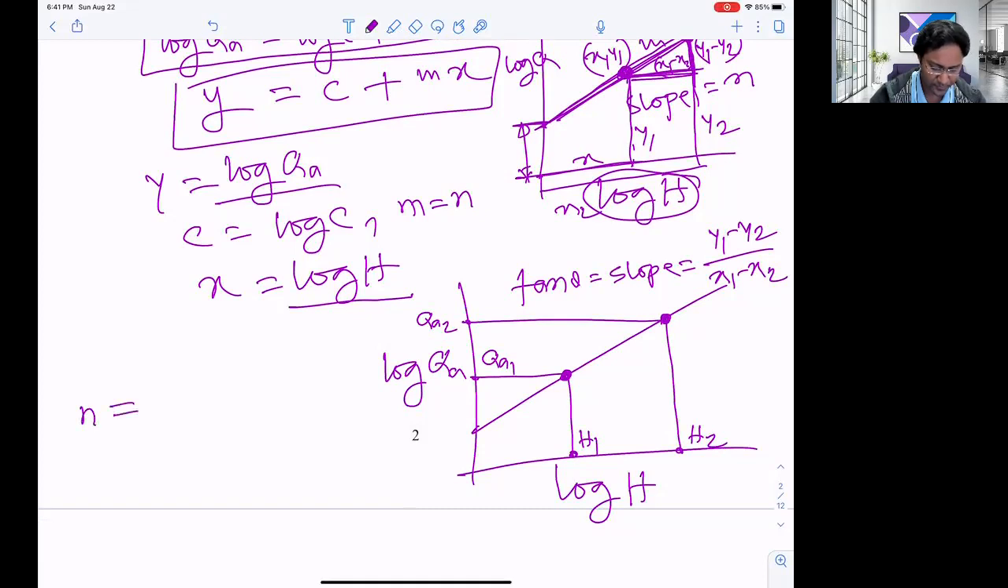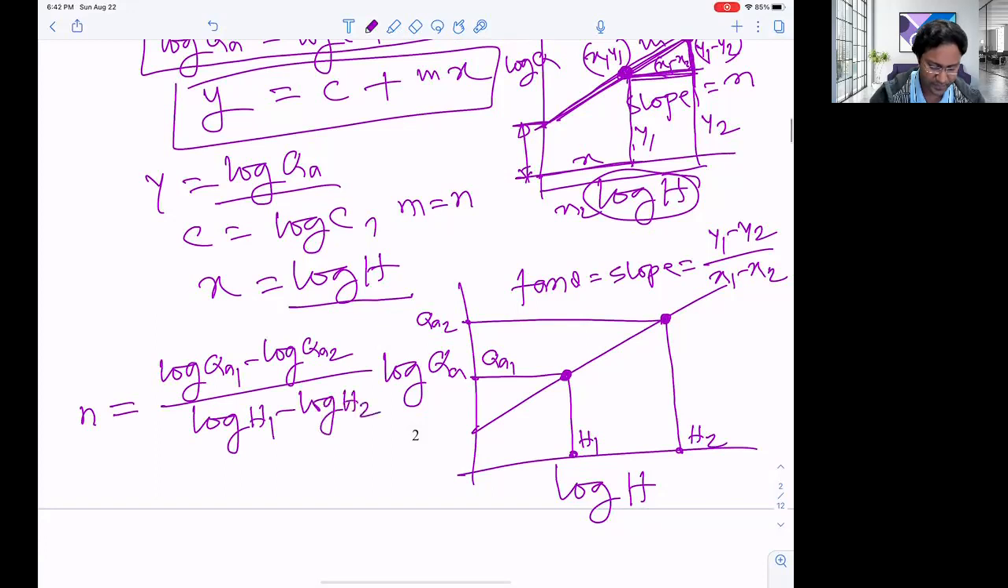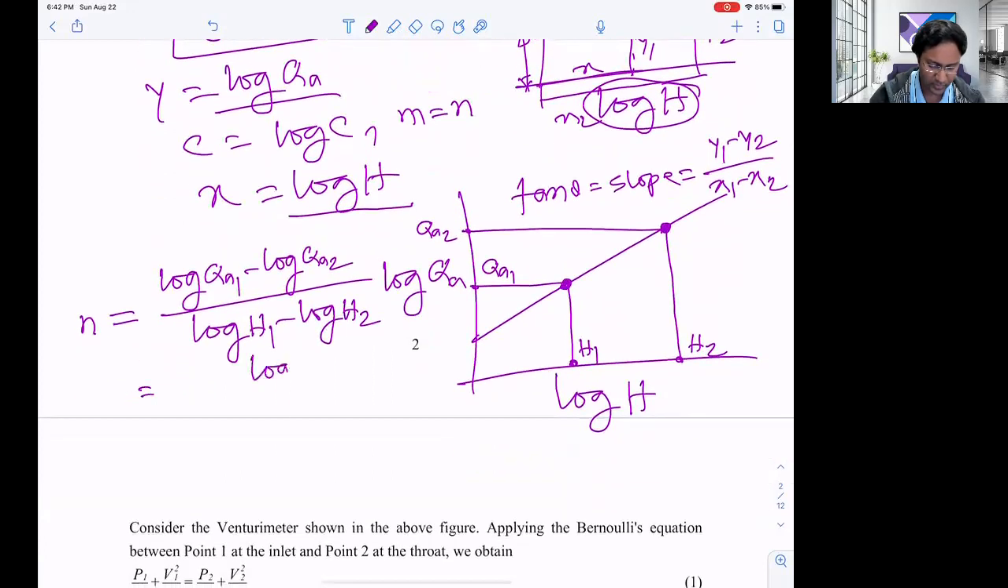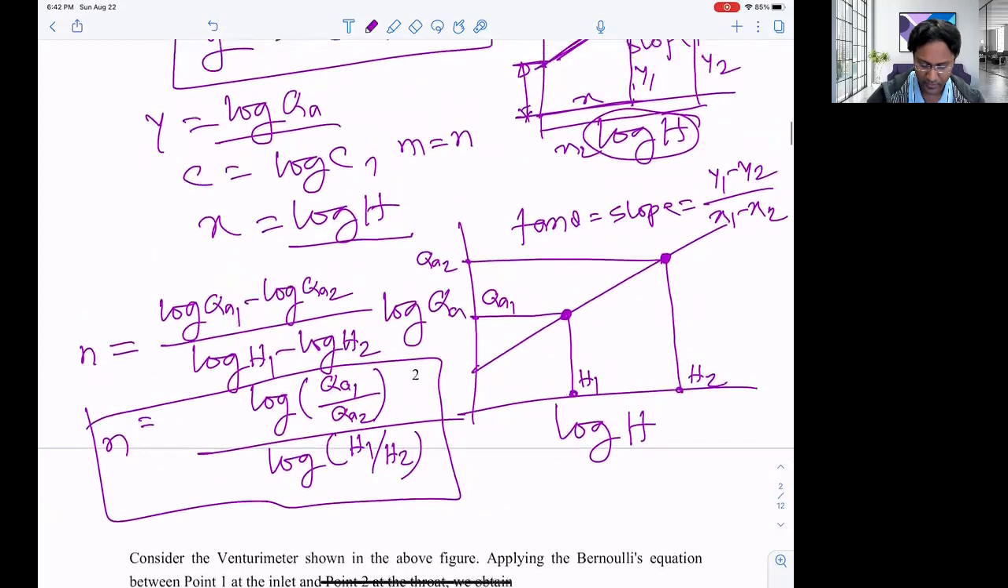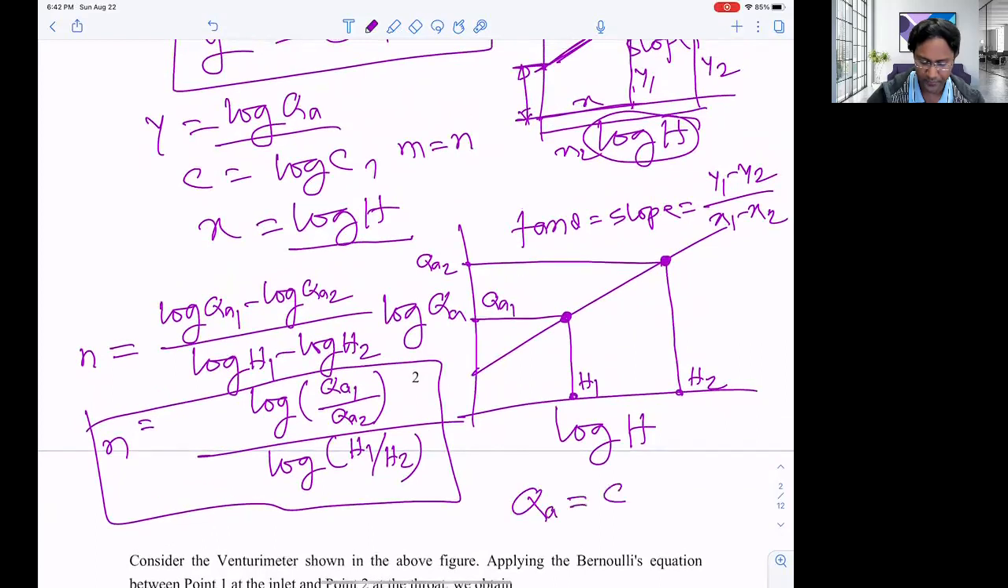n is equal to the difference: log qa1 minus log qa2 divided by log h1 minus log h2. Since it is log and it's minus, we can write log of qa1 divided by qa2, and the whole divided by log of h1 divided by h2. So from this equation, we can calculate the value of n. Once you have the value of n, we already know the main equation: qa is equal to c h to the power n.